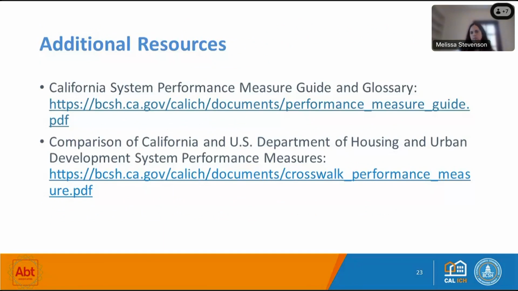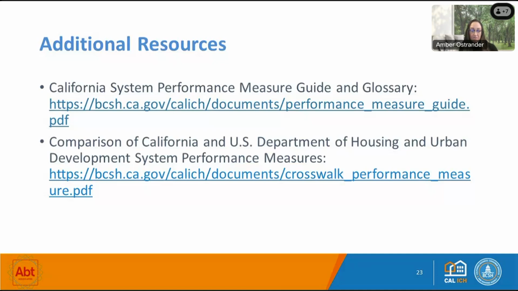So the CalACH data research team and Abt Associates have developed helpful resources to provide a more thorough understanding of the California System Performance Measures. These resources include the California System Performance Measures Guide and Glossary. This provides an overview of the California SPMs and detailed information on each SPM. It also includes ways to use the data provided and a glossary of key terms and definitions.